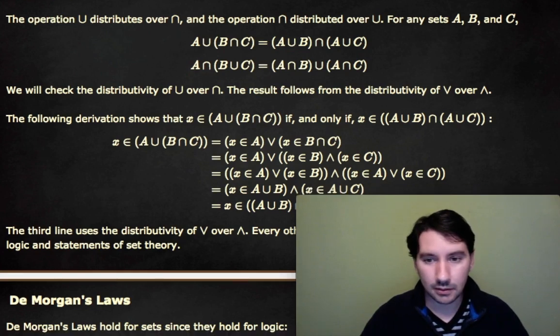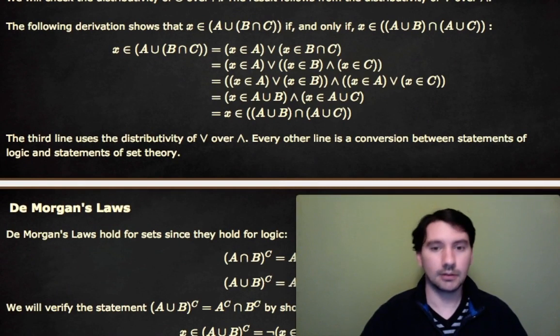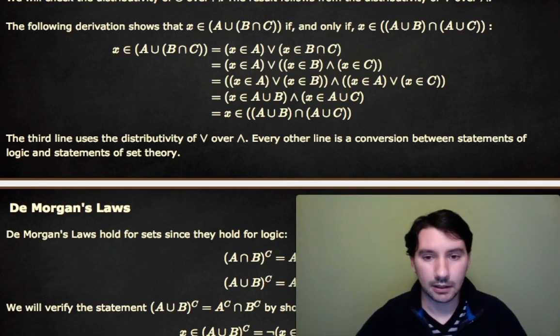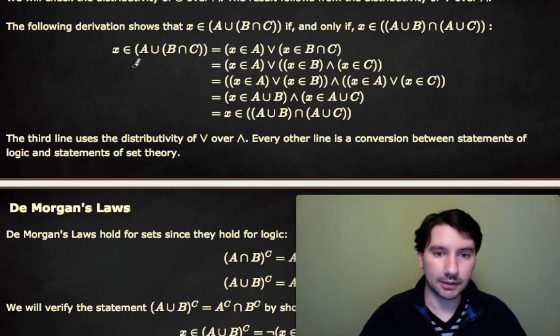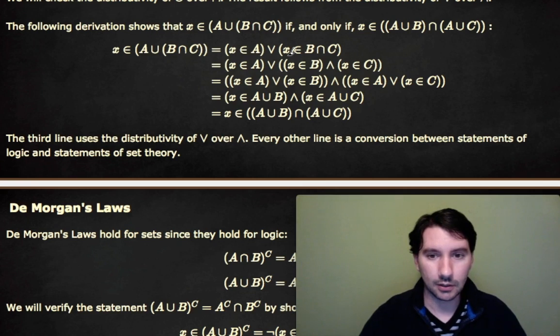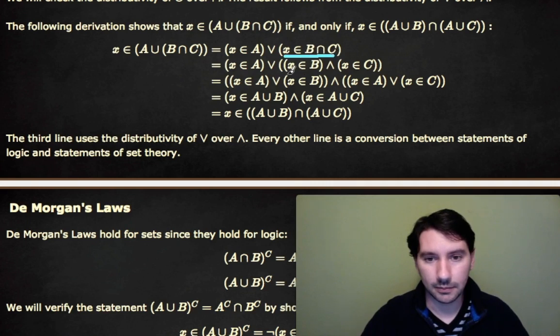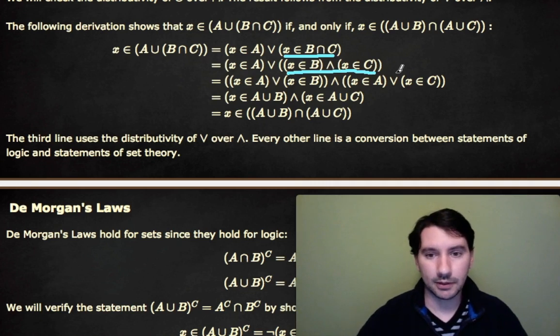We can derive these logically. Once again, it follows from the distributivity of and or over one another. So to say that X is in A union B intersects C is to say that X is in A or X is in B intersects C, because remember that union means it's one or the other or both. So it's a logical or. Then to say that X is in B intersects C means that X is in B and X is in C, because for something to be in the intersection of two sets means it must be in both sets.